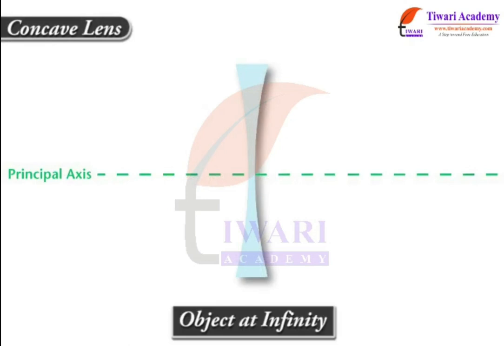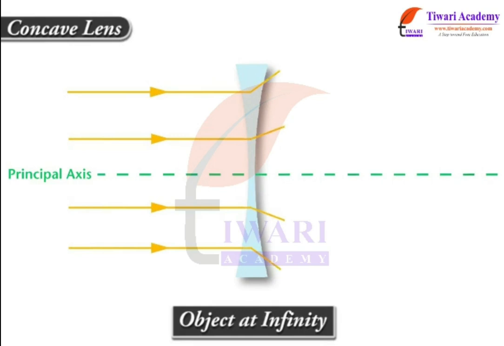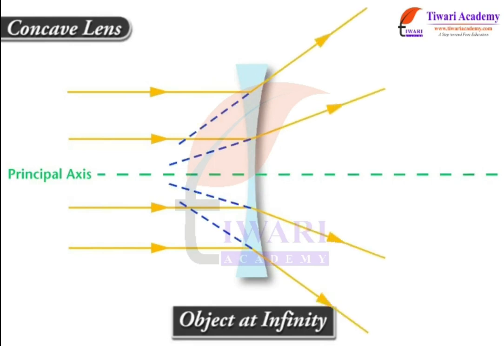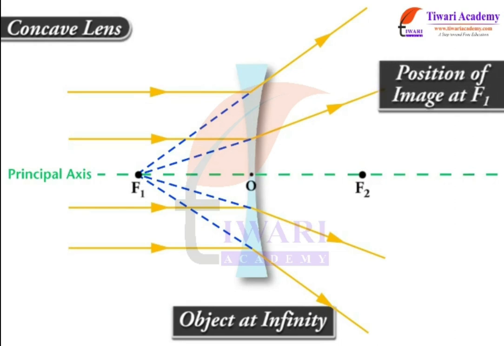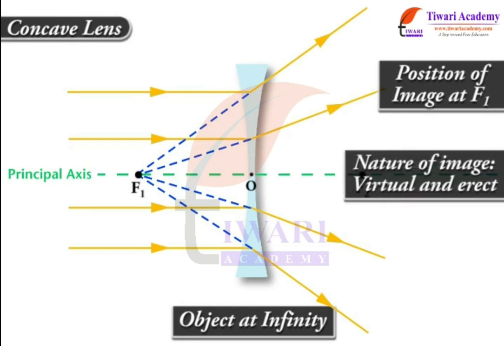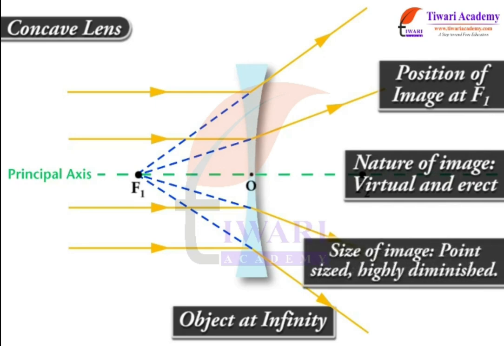Object is at infinity. A highly diminished, point-sized, virtual and erect image is formed when the object is at infinity by a concave lens at principal focus f1. Position of image: at f1. Nature of image: virtual and erect. Size of image: point-sized, highly diminished.